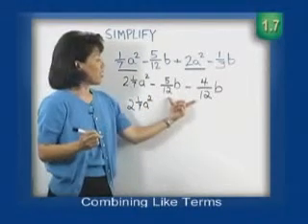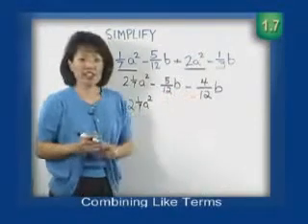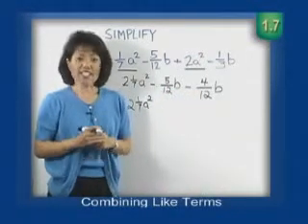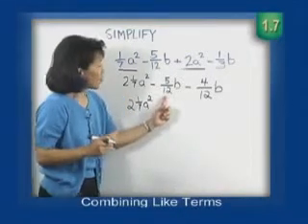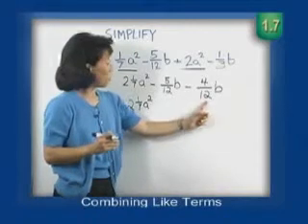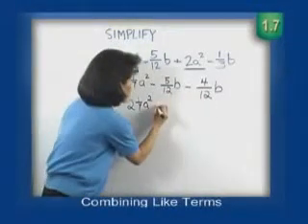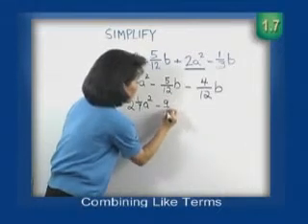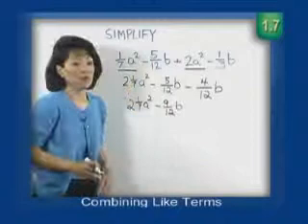Now notice here, we're going to add real numbers. They're both negative. So when the numbers are negative, we just add the numbers and take their sign. Negative 5/12 and negative 4/12. Add the numerators, negative 4 and negative 5, give me negative 9 over 12. And then take the variable portion, which is b.